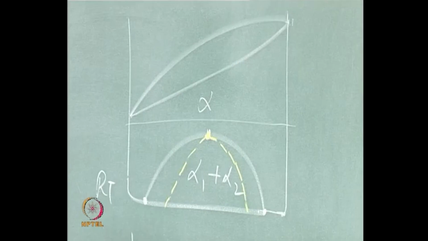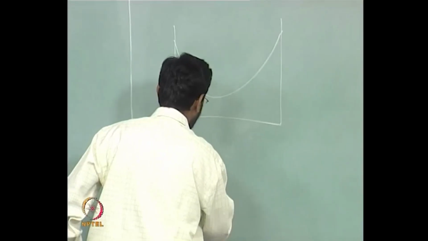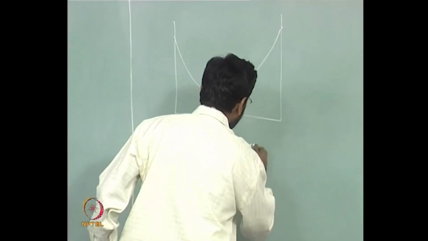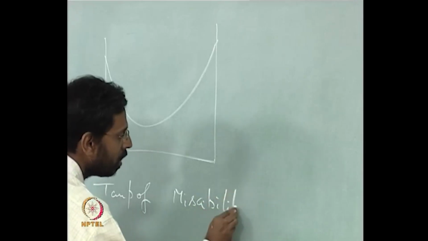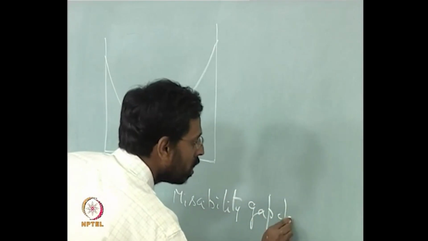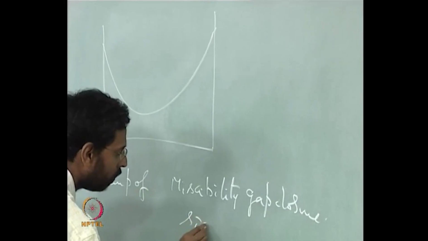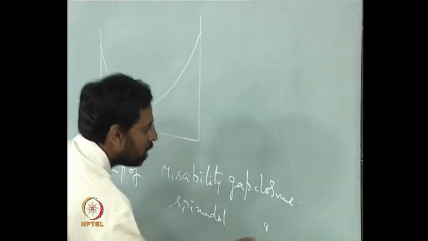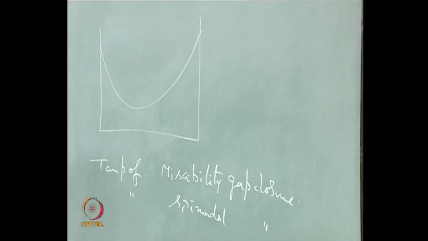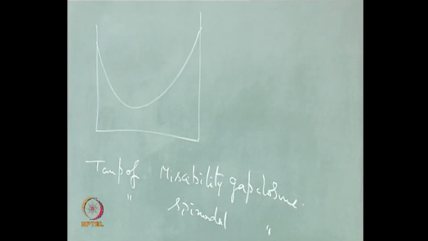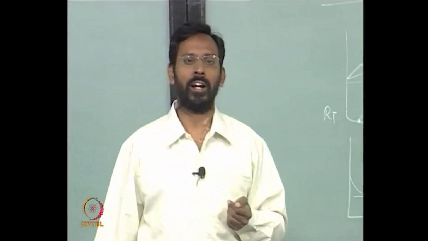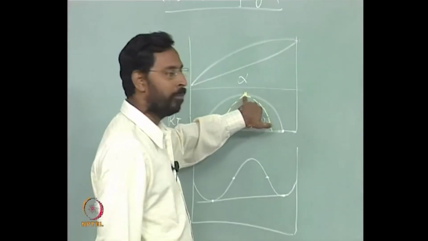So in principle, the temperature of miscibility gap closure, where the miscibility gap ends, is the same as where the spinodal ends. What we call is the critical temperature for the spinodal decomposition, a temperature below which you have the spinodal occurring, and the maximum temperature where the spinodal can occur is this temperature below which you can see.